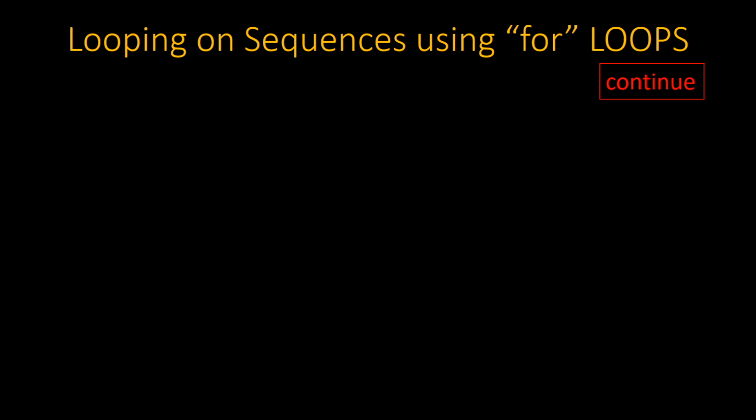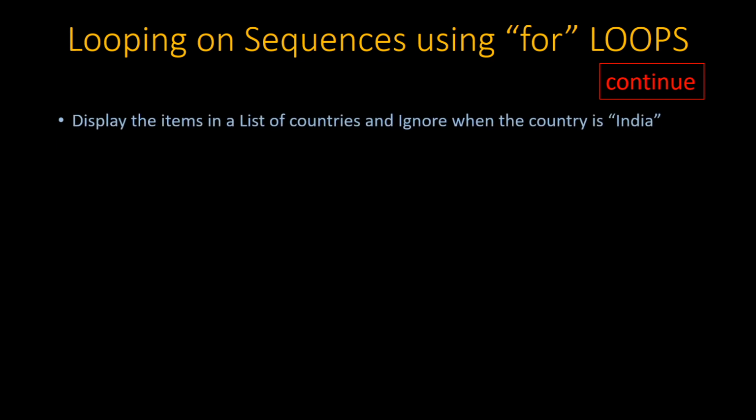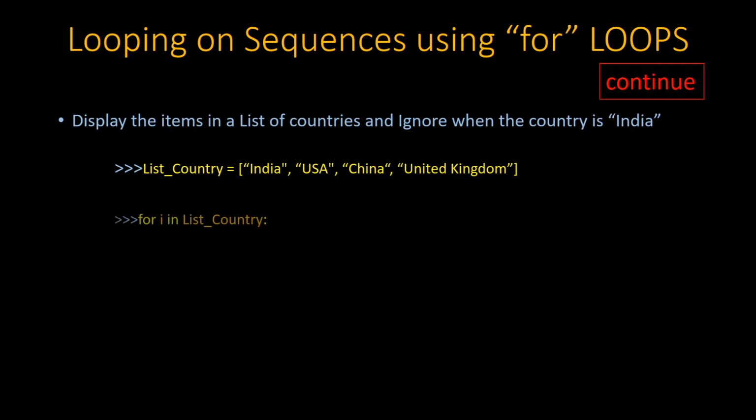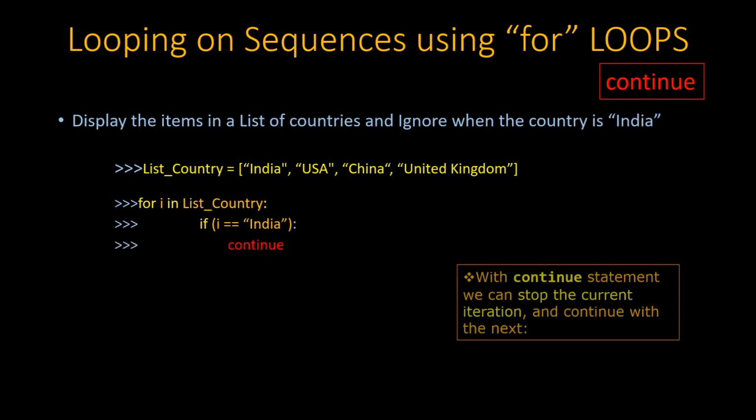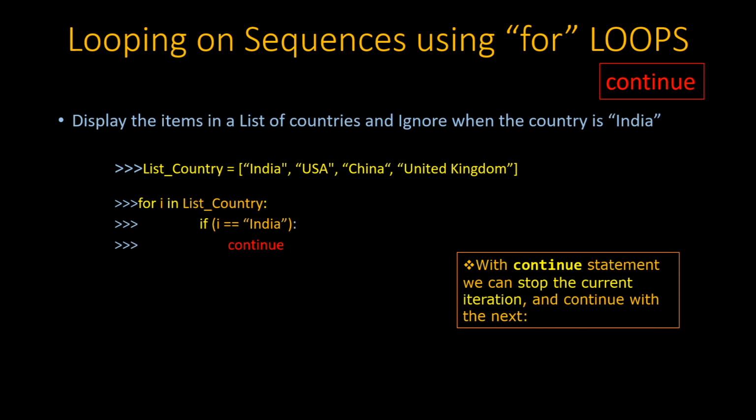Okay, so let's understand the concept of continue by considering an example which says display the items in a list of countries and ignore when the country is India. I have a list of countries: India, USA, China, and United Kingdom, and then I have my for loop or for expression. Then I have an if construct which says if I is equal to India, continue. With the continue statement, we can stop the current iteration and continue with the next iteration.